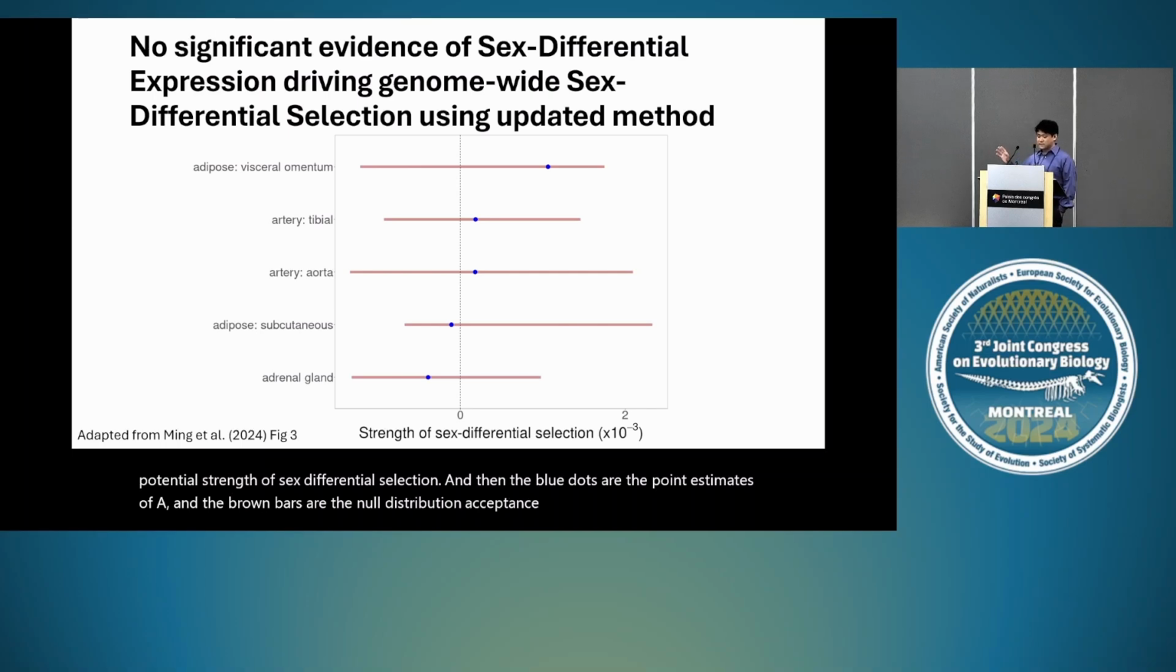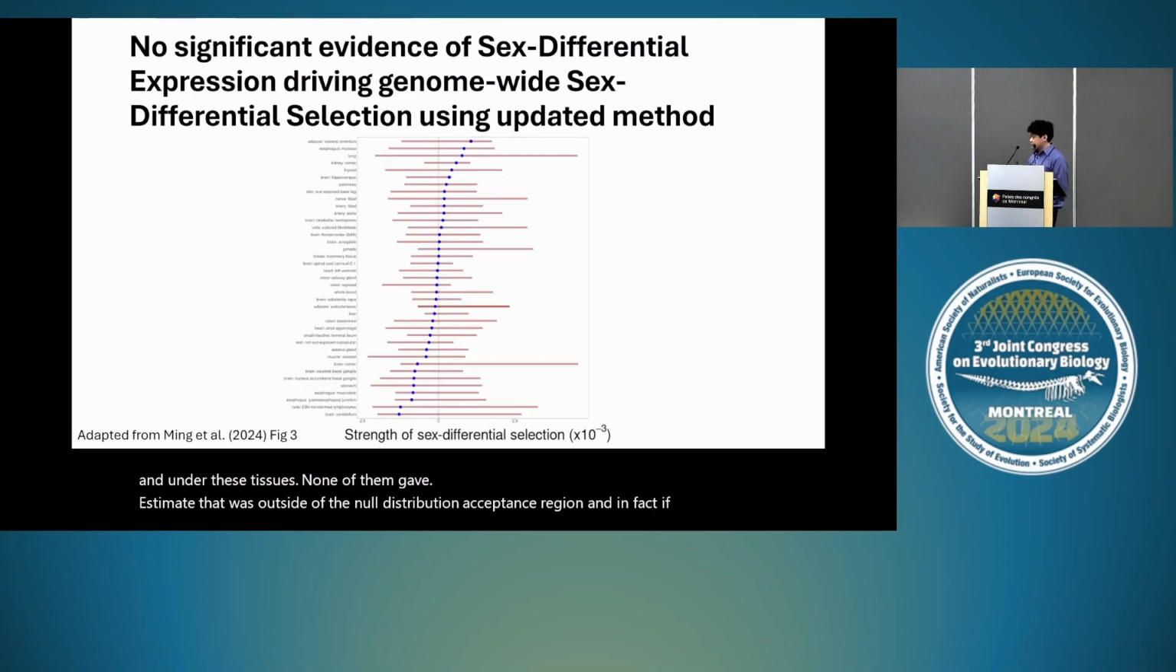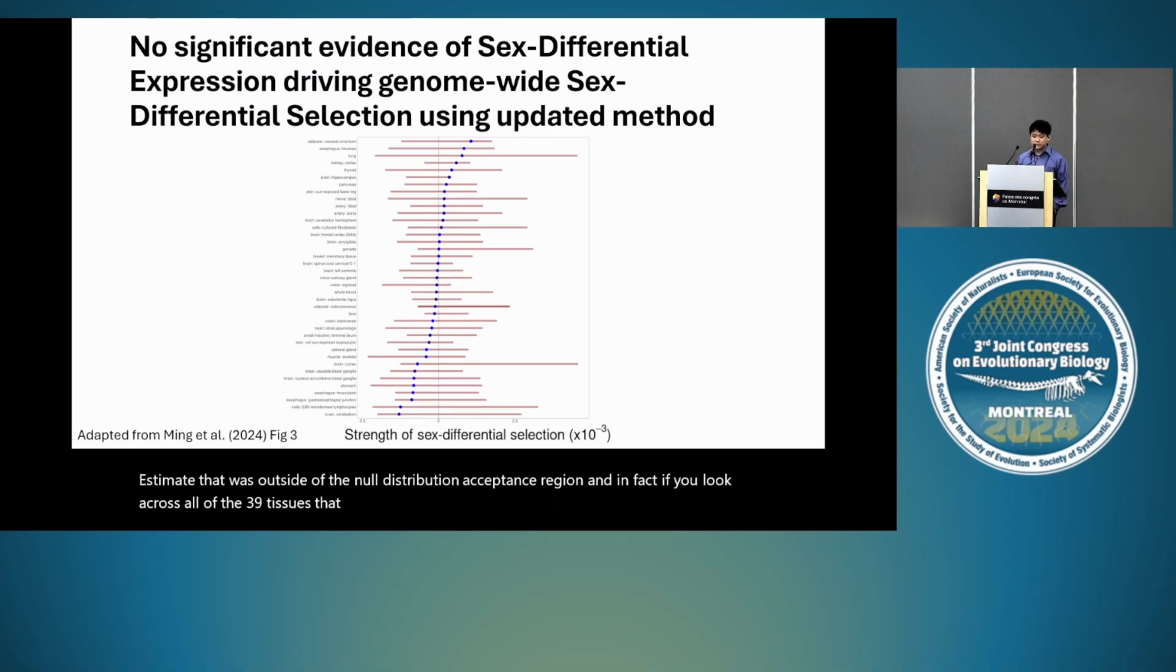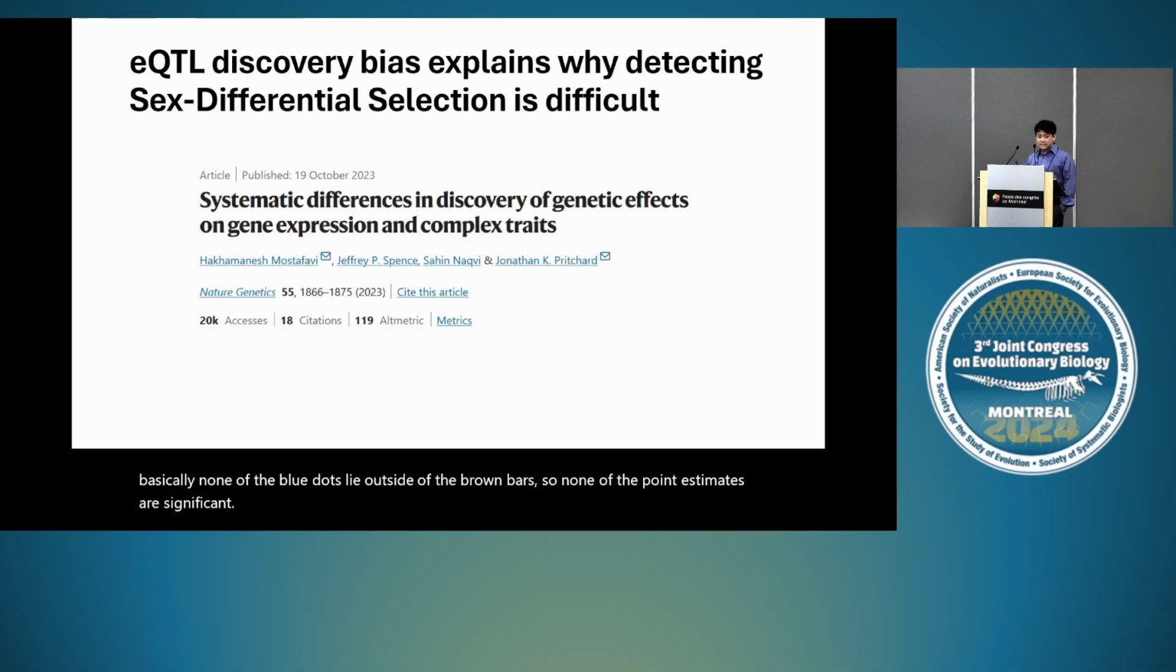So if you compare the blue dots with the brown bars, you can see that across none of these tissues did any of them give a point estimate that was outside of the null distribution acceptance region. And in fact, if you look across all of the 39 tissues that we analyzed, none of them had significant point estimates. So basically, none of the blue dots lie outside of the brown bars, so none of the point estimates are significant. Okay, so why do we not see any signal?